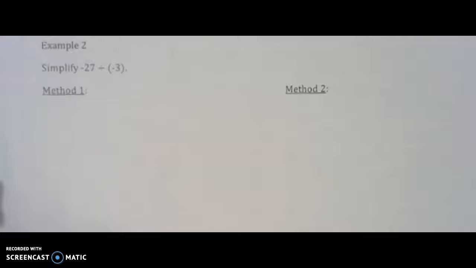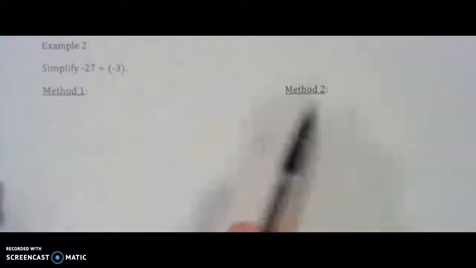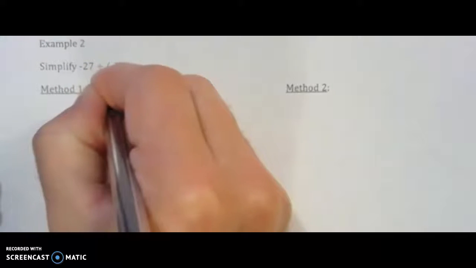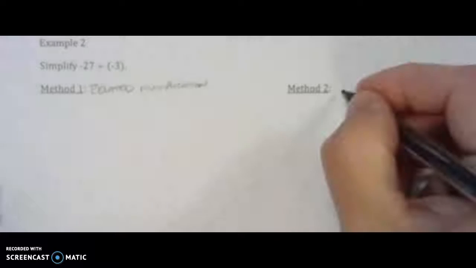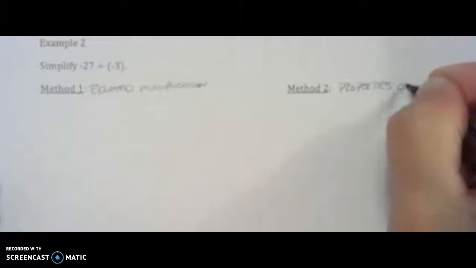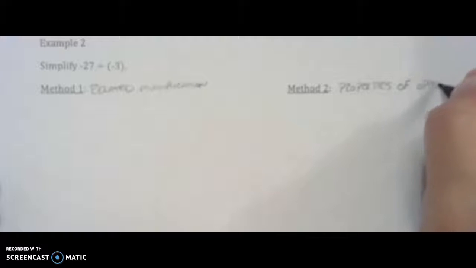In the next example, they want us to simplify negative 27 divided by negative 3. And we're going to do this 2 different ways. In method number 1, we're going to use related multiplication. And in method 2, we're going to use properties of operations. Okay, so let's start with method 1, which is the related multiplication problem.